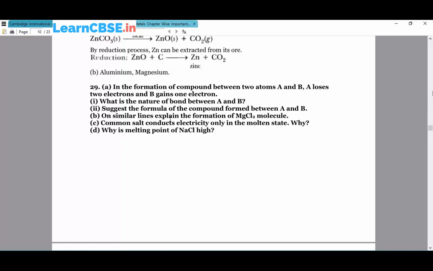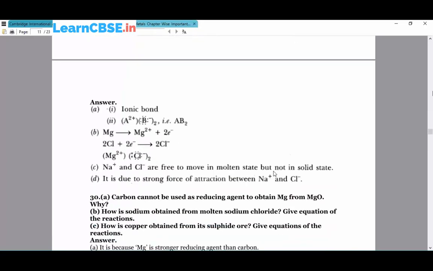On similar lines, explain the formation of the magnesium chloride molecule. Okay, so magnesium loses the two electrons and forms Mg2+, and at the same time two chlorine atoms gain the two electrons and form 2Cl-.